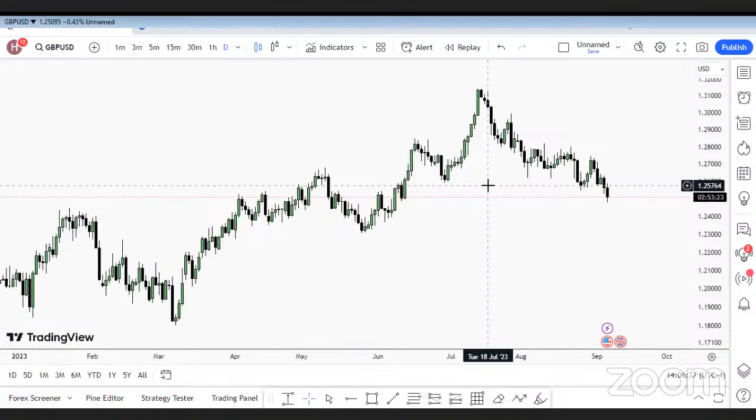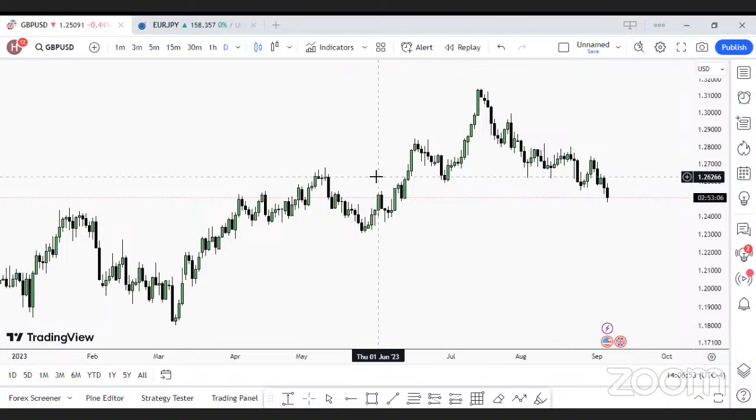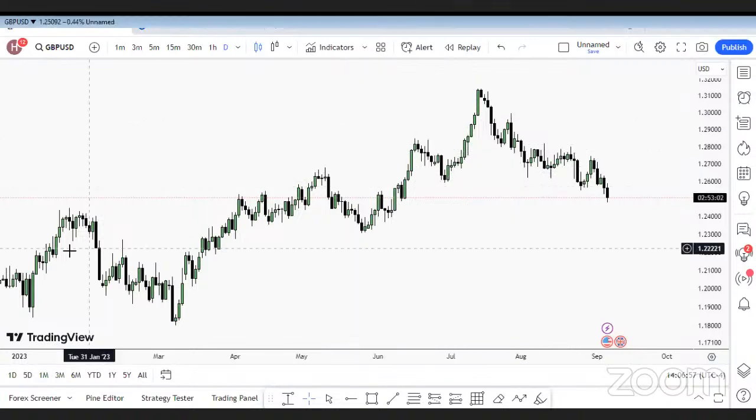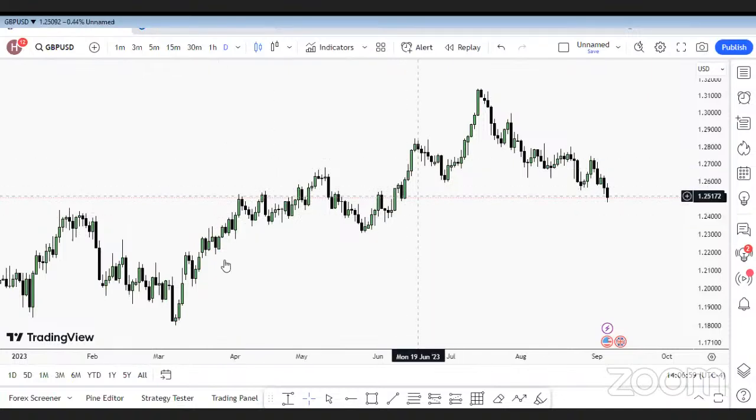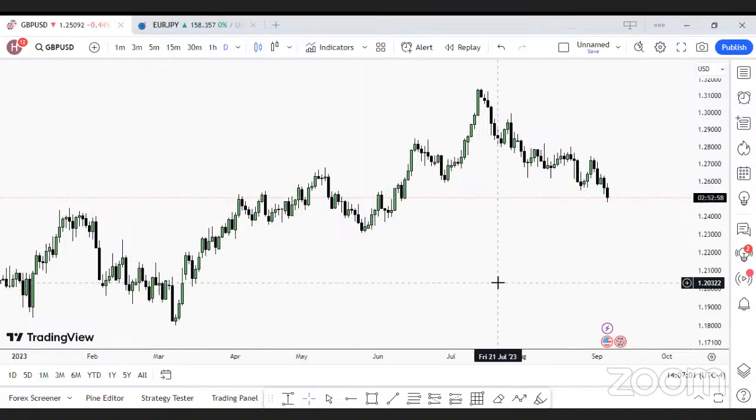So what we are going to be doing is analyzing the market with price action. Price action simply means what the price has done in the past. Right here, you see these are actions that the market has performed in the past.